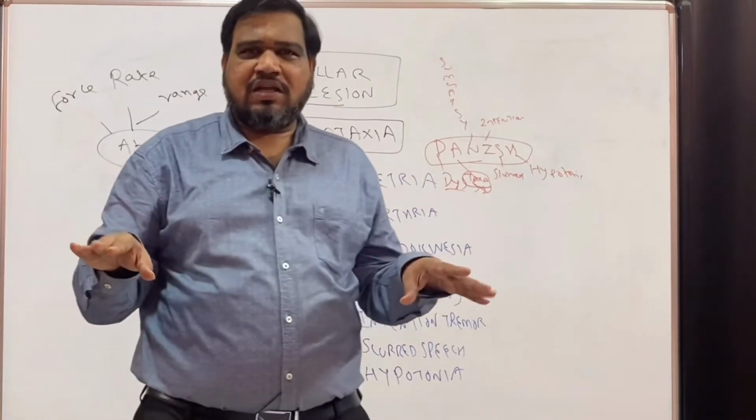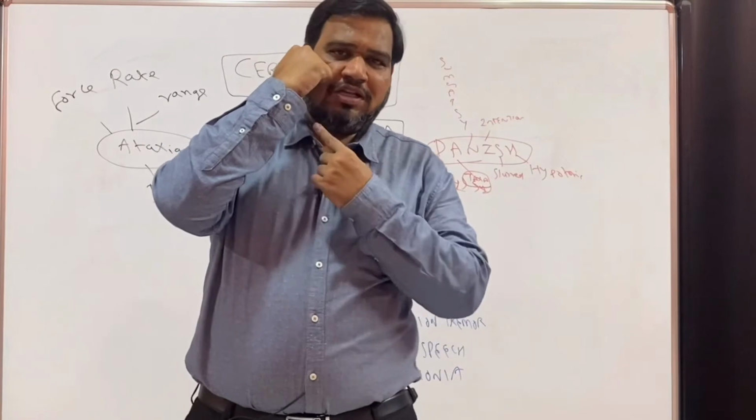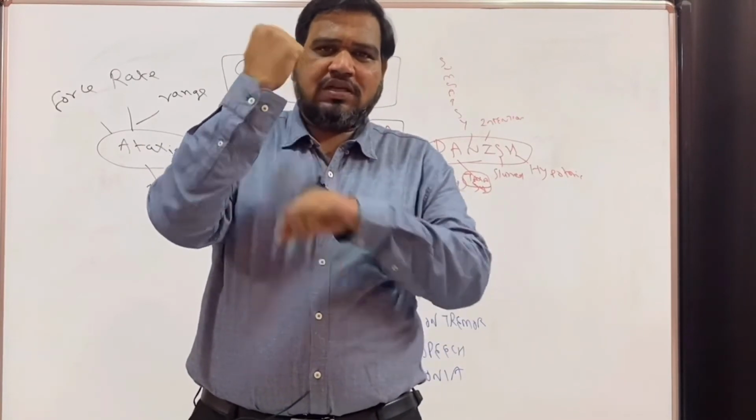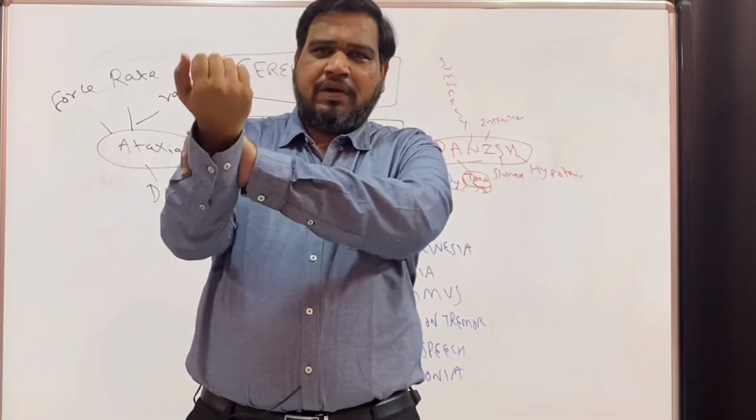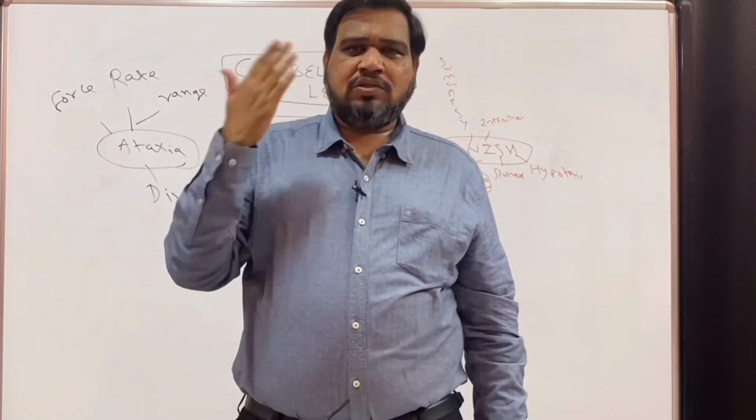If the cerebellar lesion is there, there will be rebound phenomenon. See here, this is not expected. But if the cerebellum has a lesion, when I withdraw the hand, or when the opponent withdraws the hand suddenly, it may hit the face. There is even a possibility that injury can occur.